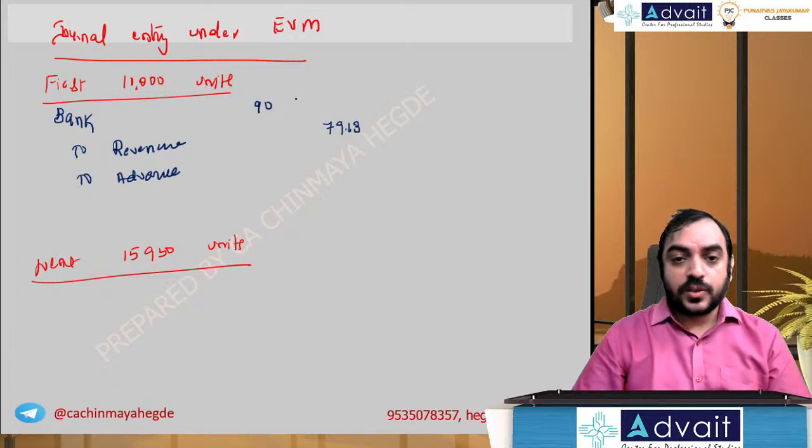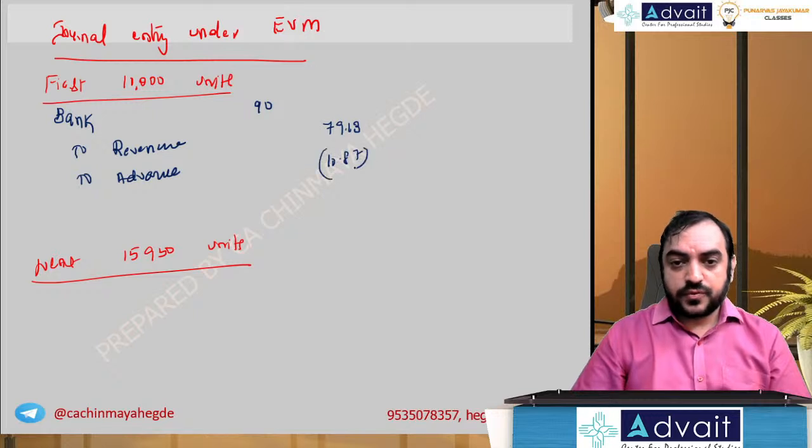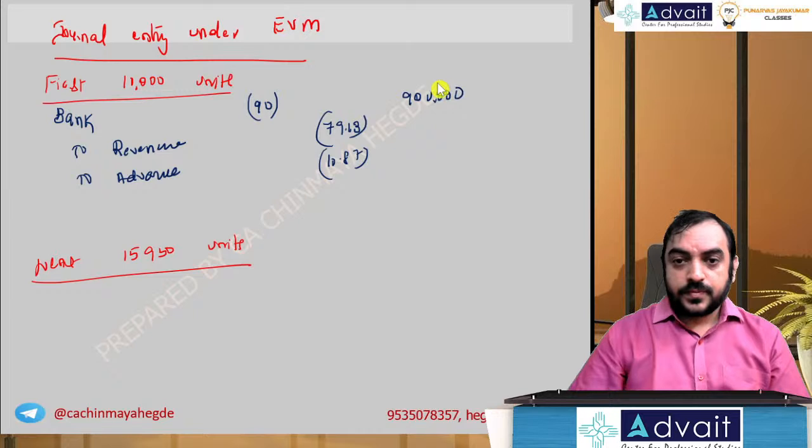I am taking it as advance, multiplied by the 10,000 units. So 90 minus 79.13, 10.87. This is just within brackets for your reference. So when you multiply by 10,000, you get 9 lakh. This is 7,91,300 and 108,700.